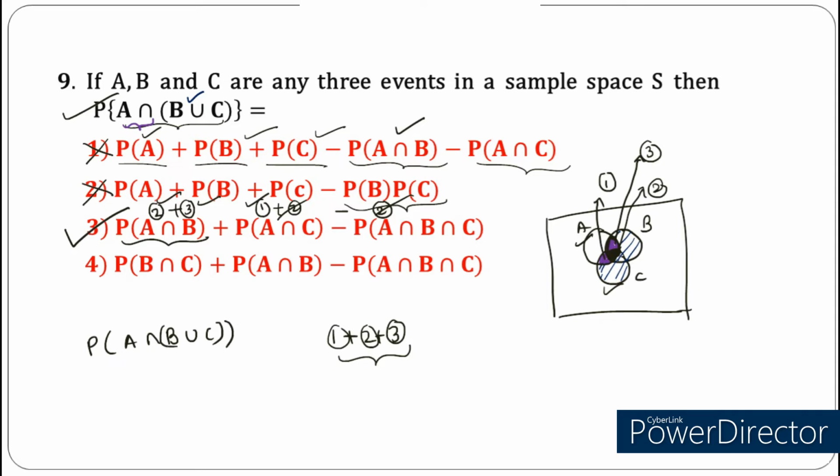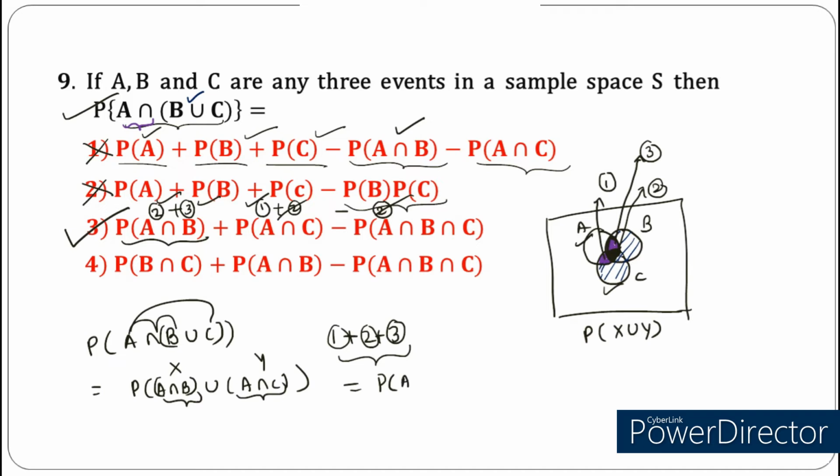Okay. Now what I can do is, if I use distribution property, what do we get? P of (A intersection B) union (A intersection C). Now let's think this is X and this is Y. Now what is P of X union Y? We know that it is P of X, which is A intersection B, plus P of Y, which is A intersection C, minus P of X intersection Y. X intersection Y is what? A intersection B intersection A intersection C.